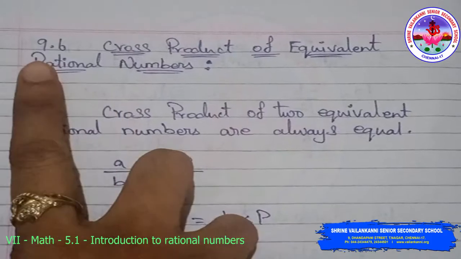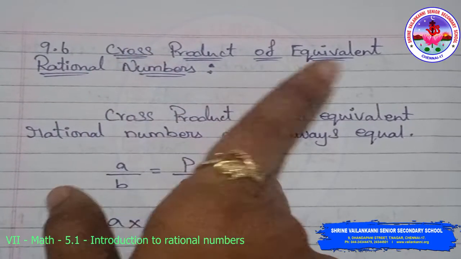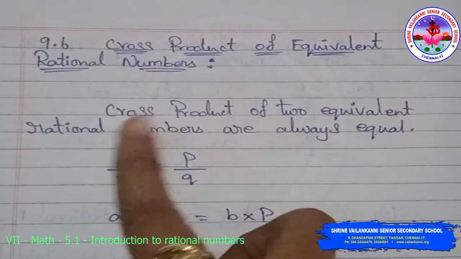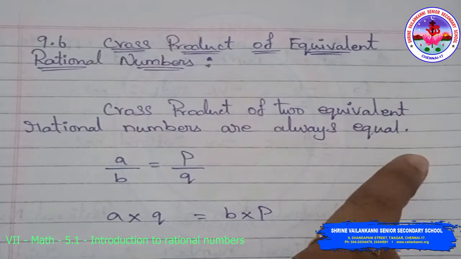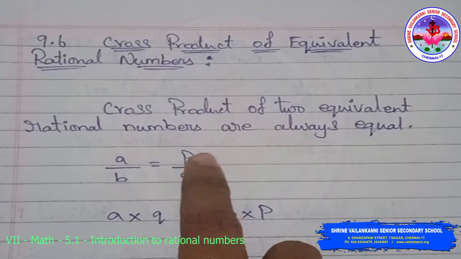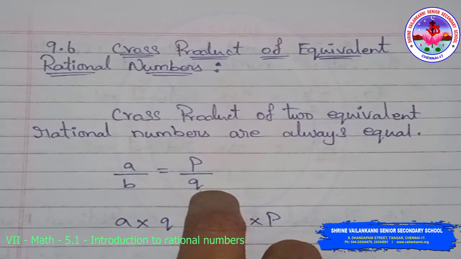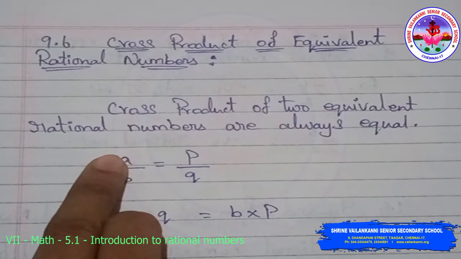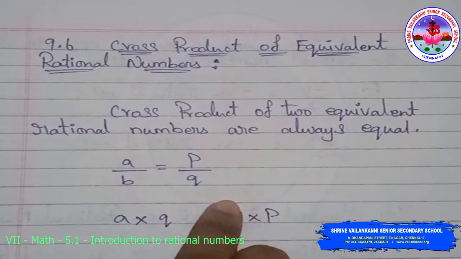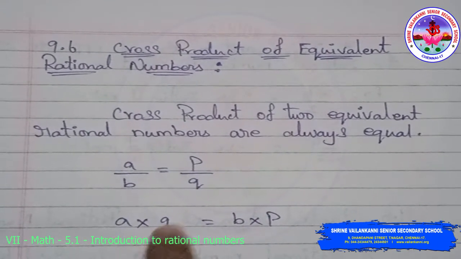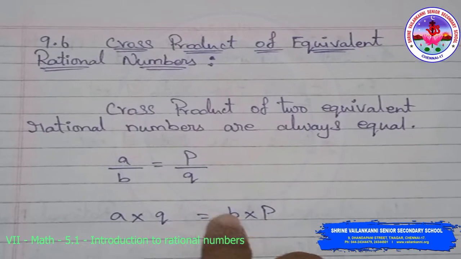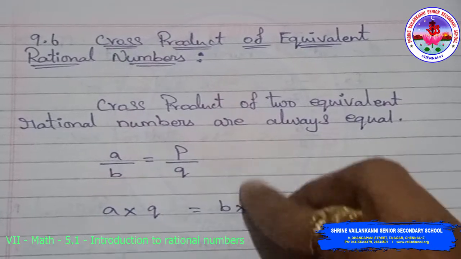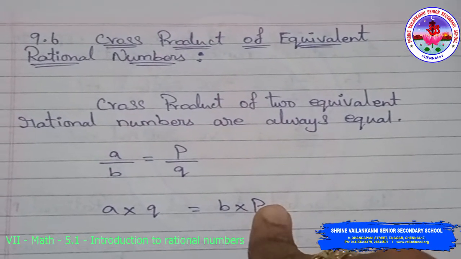The next topic is 9.6, cross product of equivalent rational numbers. The cross products of two equivalent rational numbers are always equal. a by b is equal to p by q. Two rational numbers are equivalent if the product of the numerator of the first one and the denominator of the second one is equal to the product of the denominator of the first one and the numerator of the second one.